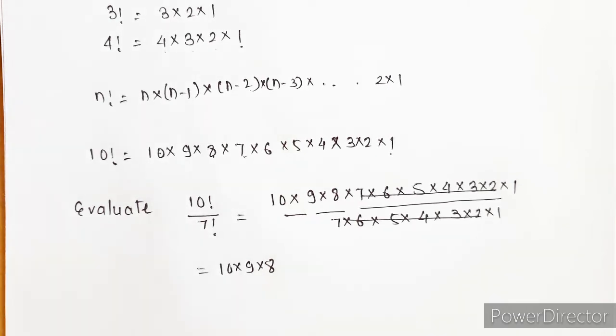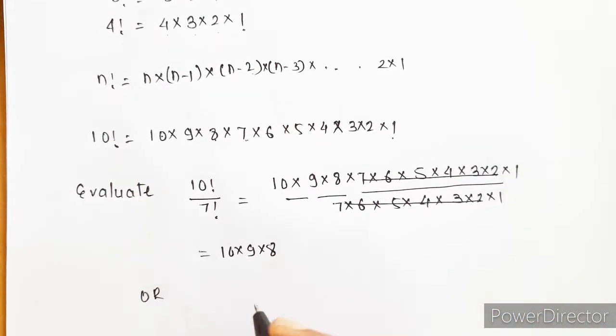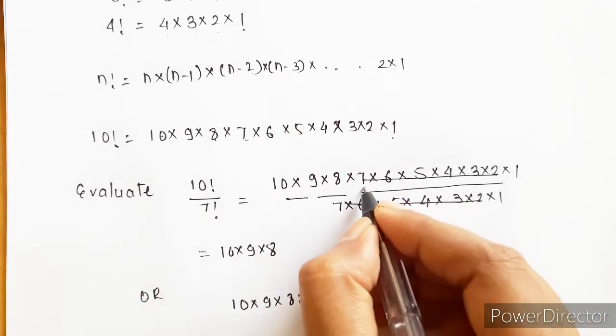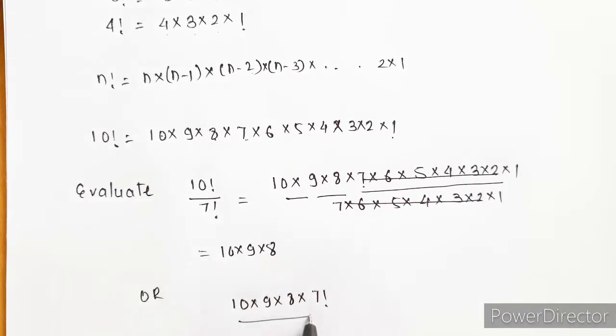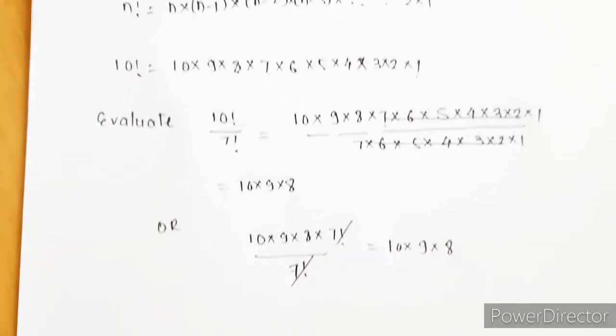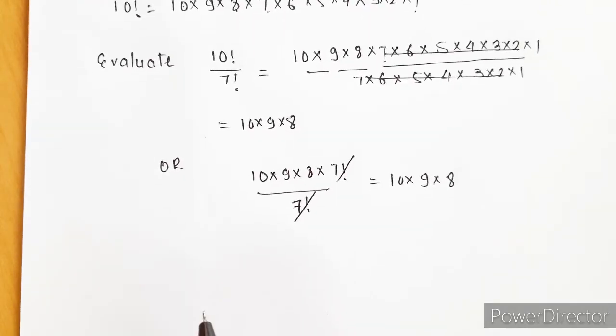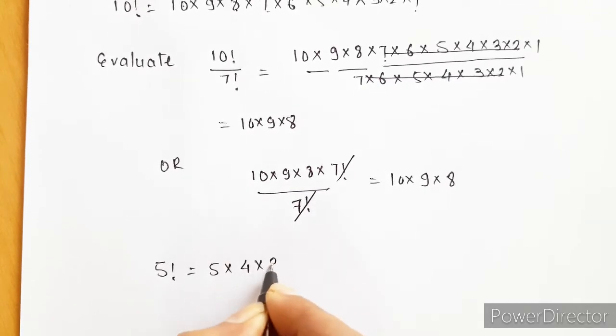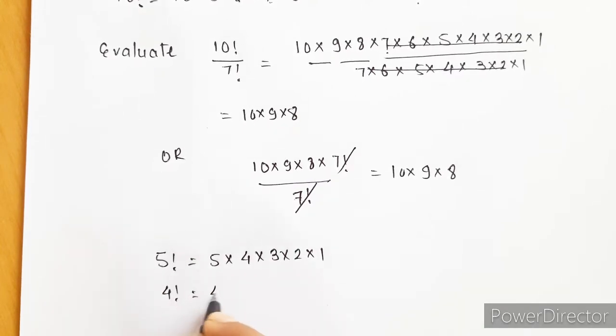Now instead of expanding all these terms, the other way we can do is expand 10 factorial till this 7 factorial and then divide it by this 7 factorial. So what we are getting is the same thing. Now suppose we have 5 factorial. 5 factorial can be written as 5, 4, 3, 2 and 1. Now what is 4 factorial? 4, 3, 2 and 1.